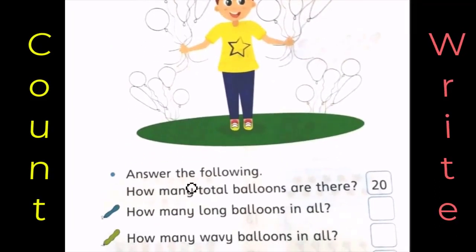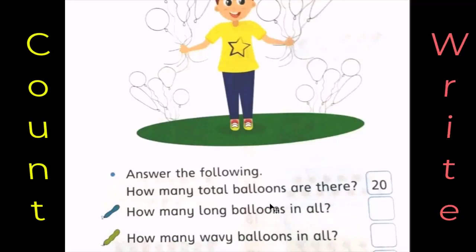Answer the following. Now number 1 is written. How many total balloons are there? There are 20 balloons. It's already written over here. So move on to the next.